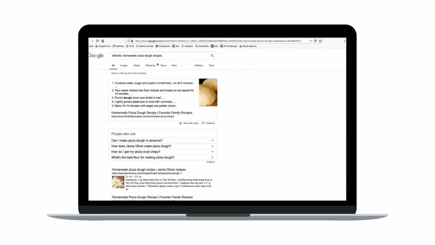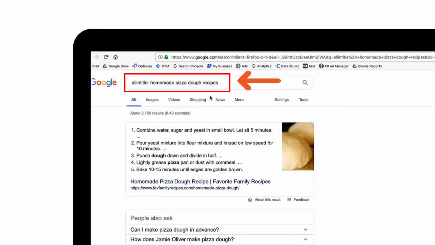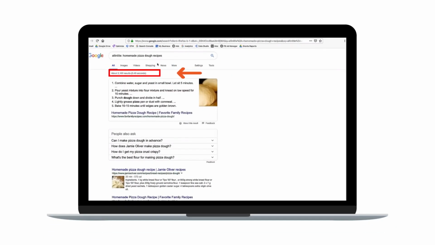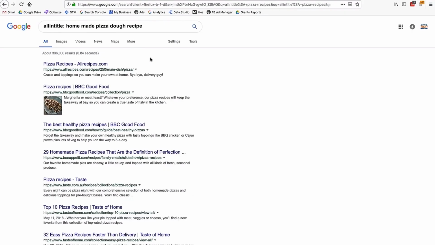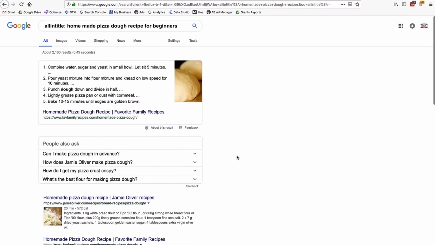However, this large number doesn't indicate the level of competition. To get a clearer picture, I can use the allintitle syntax by searching allintitle homemade pizza dough recipe. This narrows down the results to pages that have the keyword in their title tag. In this case, there are 2,160 distinct results. Examining the top search results, we find optimized titles like homemade pizza dough recipe, and homemade pizza dough recipe for beginners. This provides a more useful metric for assessing the competition for this keyword.